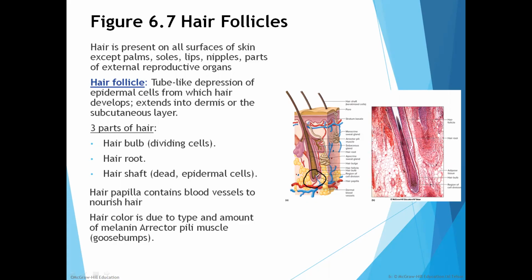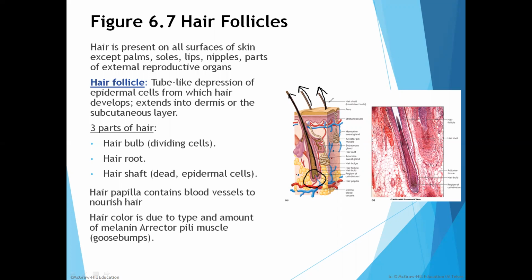And right in here, this is where we would find the actual true bulb. And that's where this division of cells is going to take place. And as it grows longer, it's going to work its way outward. And remember, anything that is above the epidermis is going to be keratinized cells. They're going to be dead epidermal cells.